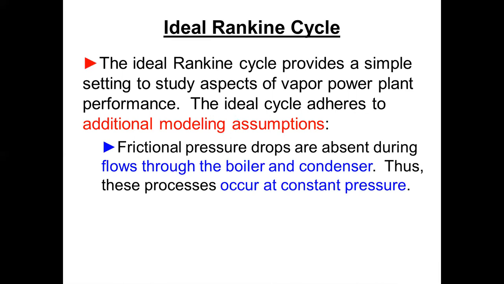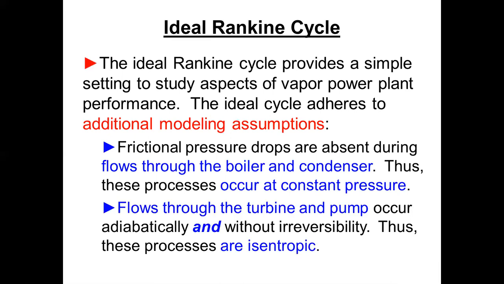We may get some problems later on that are a little more complex that take some of that into consideration. Flows through the turbine and pump occur adiabatically and without irreversibility, i.e. no friction, no dissipative effects within the flow or as the fluid goes through the devices. Adiabatic and without irreversibility means reversible. Adiabatic reversible is isentropic, and that means the entropy is constant through the device. So that's the way the turbine and pump will be handled.